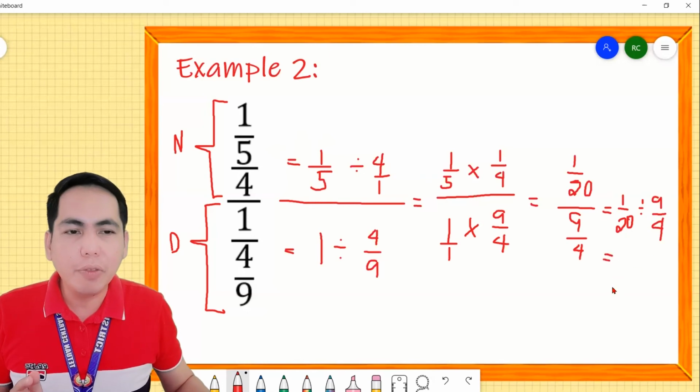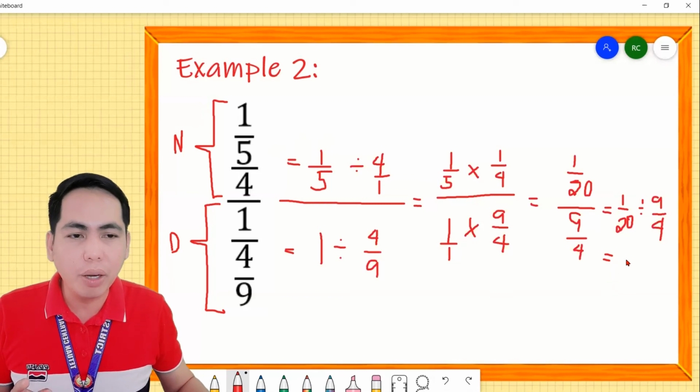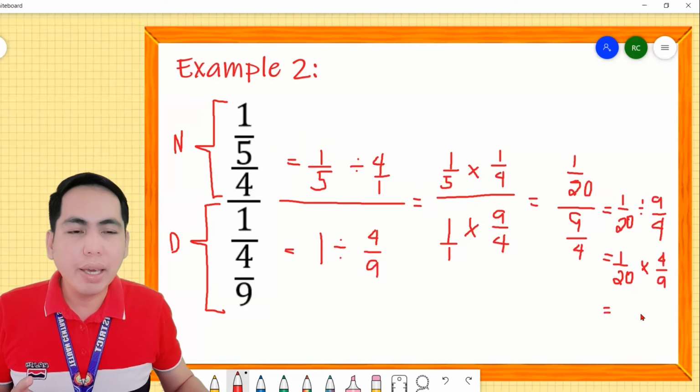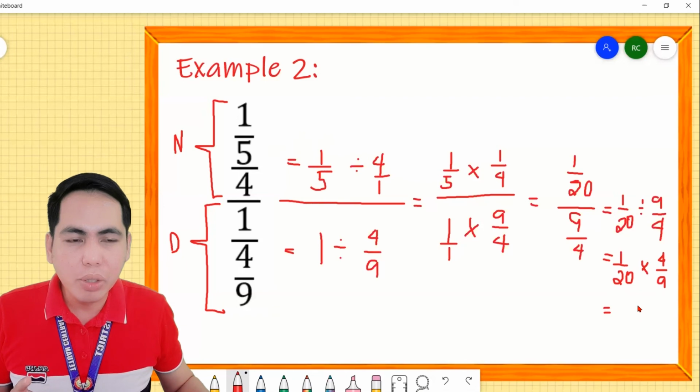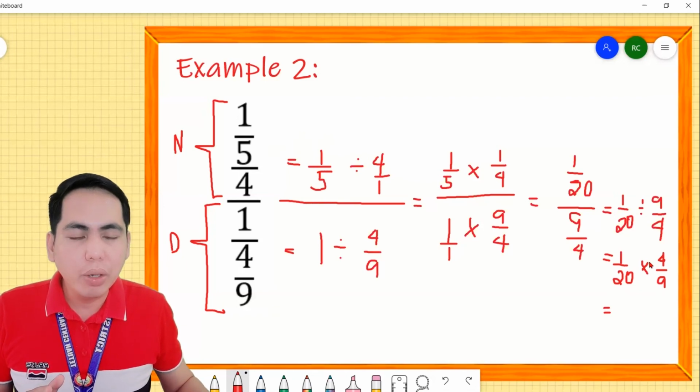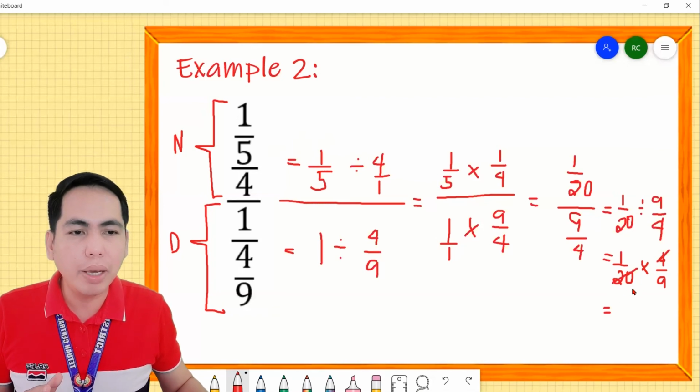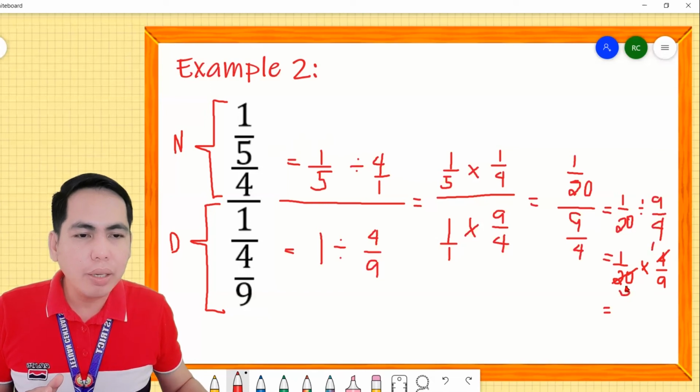Since when we divide fractions, we change the division sign into multiplication symbol and then take the reciprocal of our divisor, we can rewrite the equation as 1 over 20 times 4 over 9. So in this case, we can reduce first the fraction through cancellation and then multiply. If we are going to reduce first, we can divide this 4 and 20 both by 4. So 4 divided by 4 will give us 1. 20 divided by 4 will give us 5. So 1 times 1 will give us 1. 5 times 9 will give us 45.